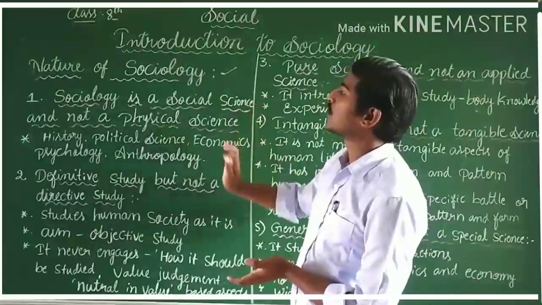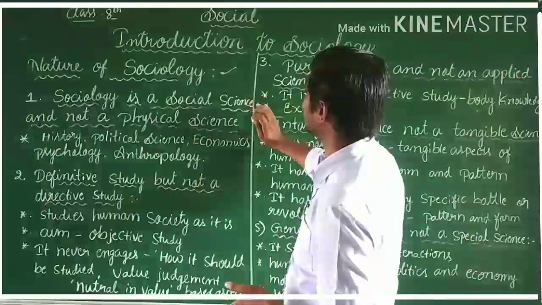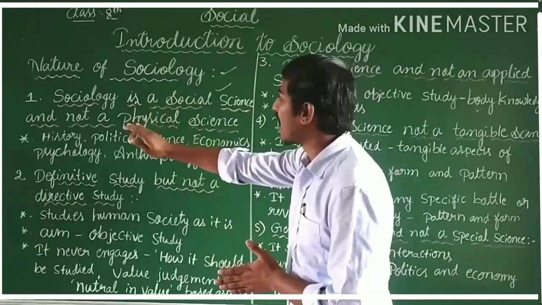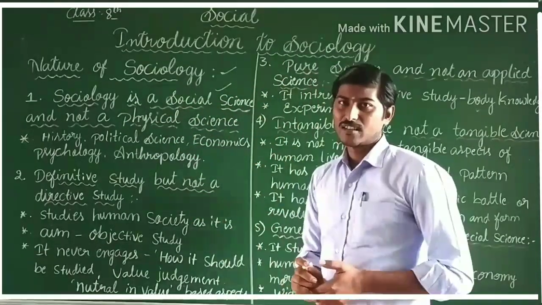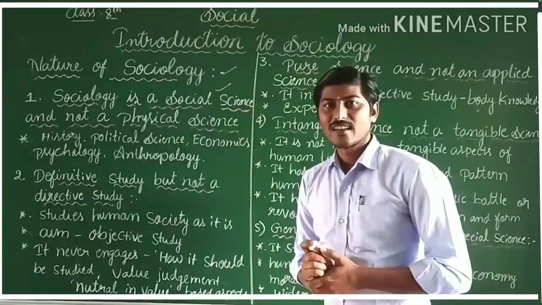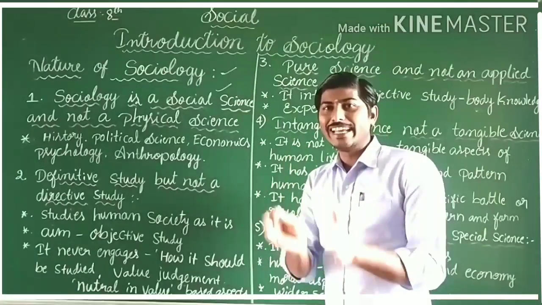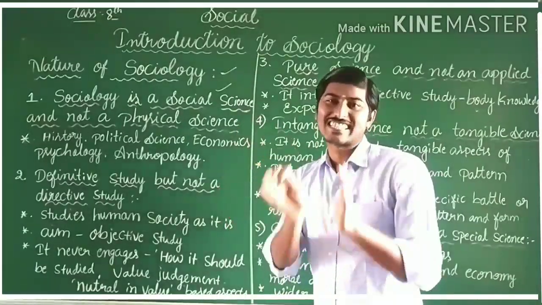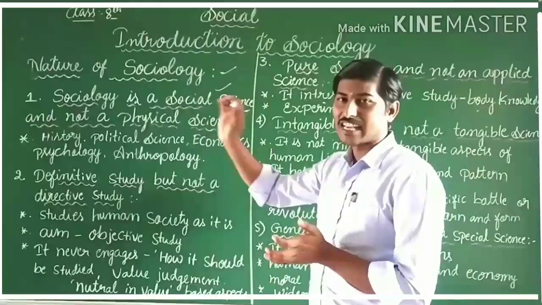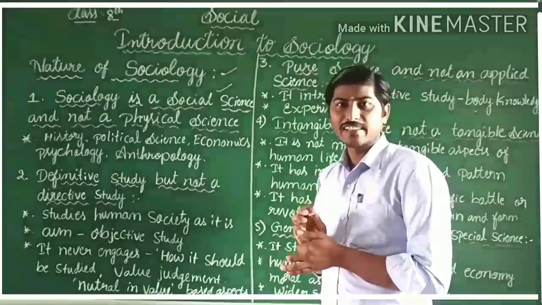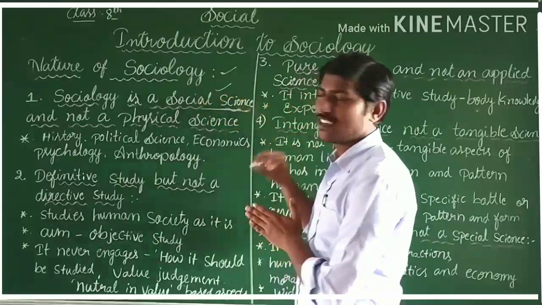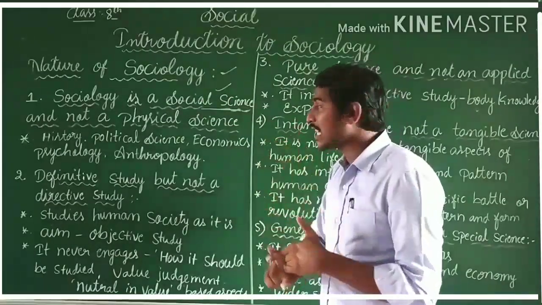The first nature of sociology is that sociology is a science. Which science? Sociology is a social science. It is not a physical science. You already know sociology is one of the social sciences, like history, economics, political science, psychology and anthropology. Like that, sociology is also one of the social sciences, and it is not a physical science.